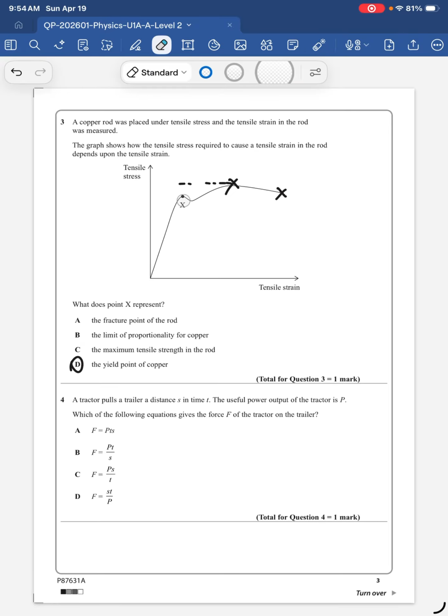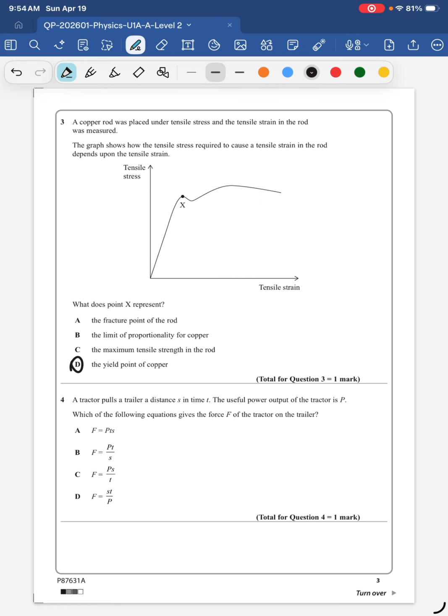And why is that? X is the yield point, and the yield point is where, I'm going to write it down, oops, I don't have enough space, so let me come up here. It's where the plastic deformation starts. Plastic deformation starts. And that's the answer.